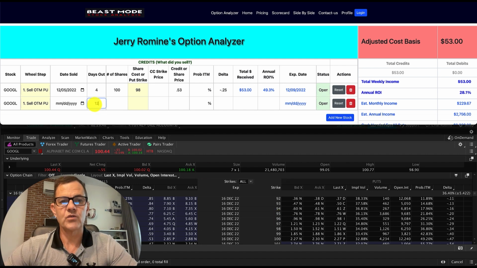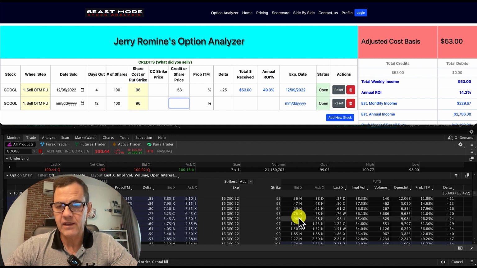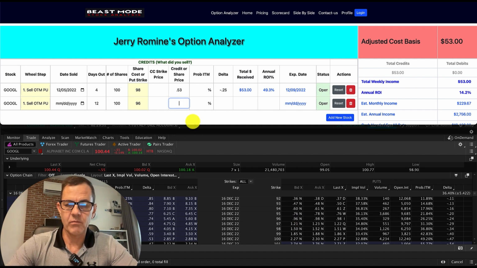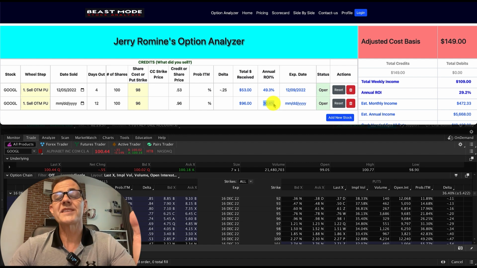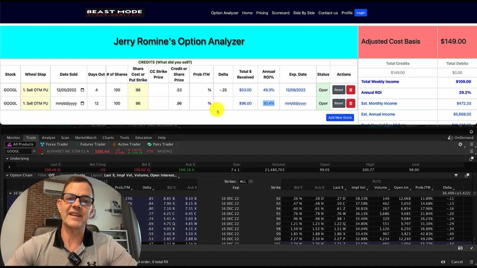So we're going to put in 12 days, 100, and our strike price is 96, and we're going to be getting 0.96 per share, and now you're going to see our annualized ROI is 30.4. So if you want to sell options on a regular basis and you just want to focus on a return, this will back you into which one to sell quickly and easily.